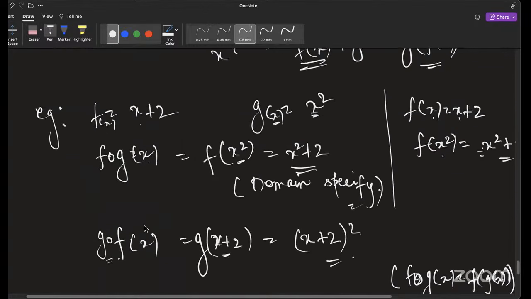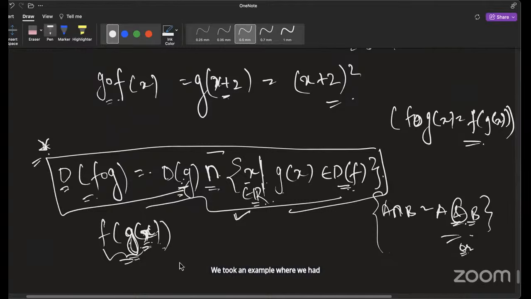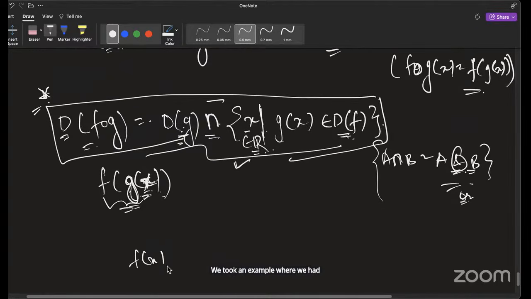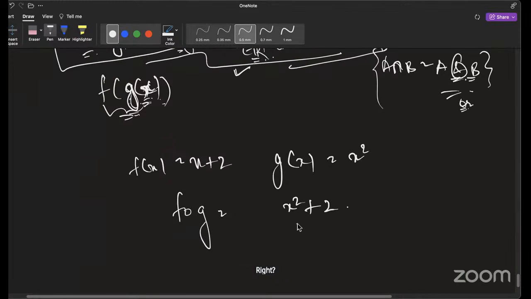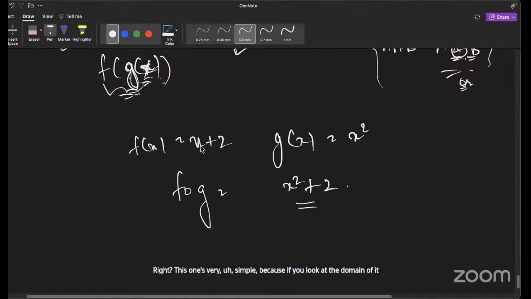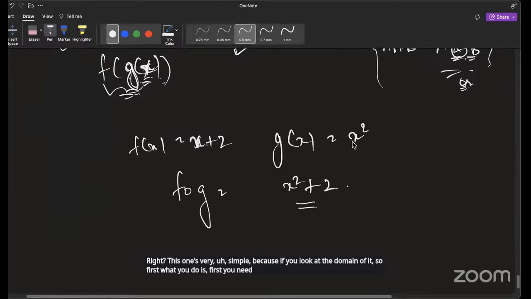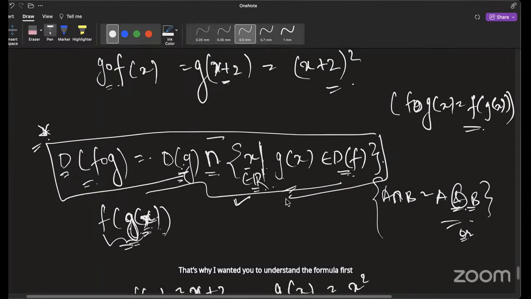We took an example where we had f(x) equals x plus 2 and g(x) we had as x square. So if you compose them, if you take FOG, you'll have x square plus 2, right? This one's very simple because if you look at the domain of it, first you need to make sure. That's why I wanted you to understand the formula first because I'll apply it here now.